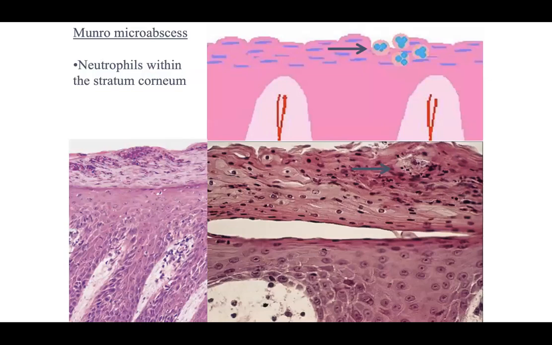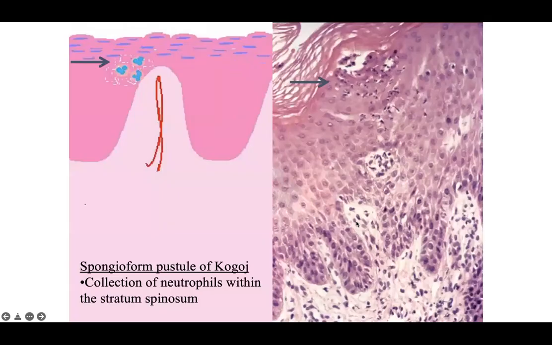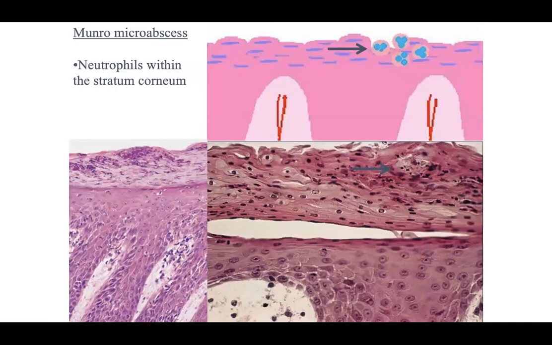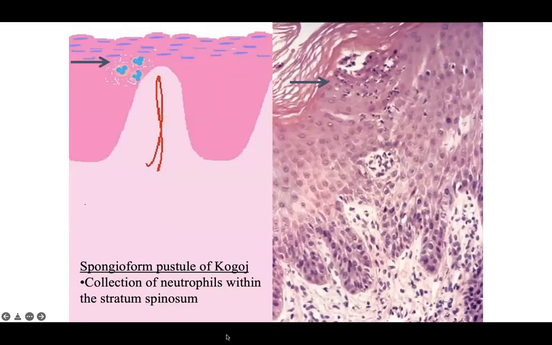So, as I mentioned here, the Munro microabscesses are more superficial neutrophilic collections within the stratum corneum, and you see an example here. Whereas I said that the spongiform pustules of Kogoj are a little bit lower down, but it's still the same thing. It's still a collection of neutrophils. It's just deeper down towards the stratum spinosum.